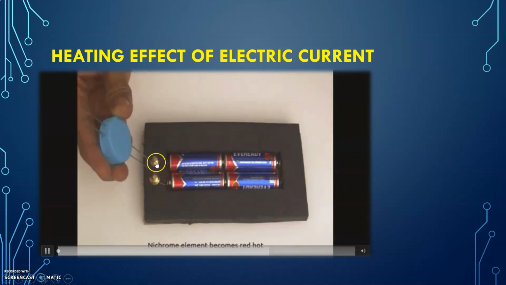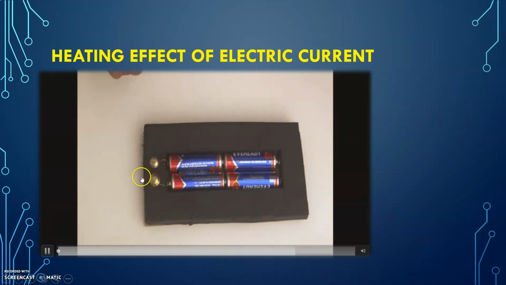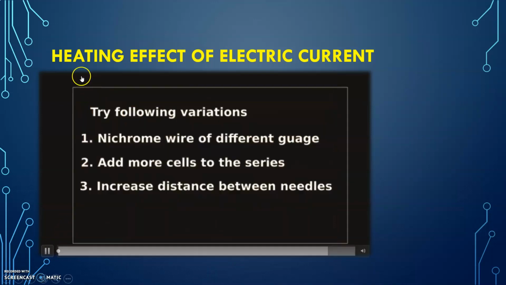By touching both of the ends, this nichrome element becomes red hot. You can observe. Yes. So this energy is completely utilized for what? The heating effect, or to produce heat, and this is known as the heating effect of electric current.